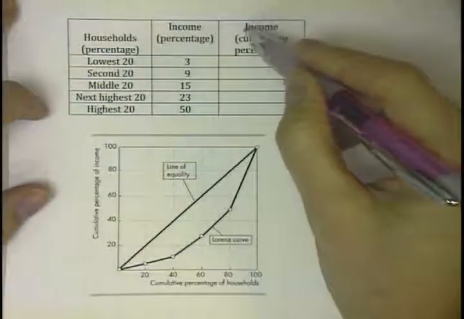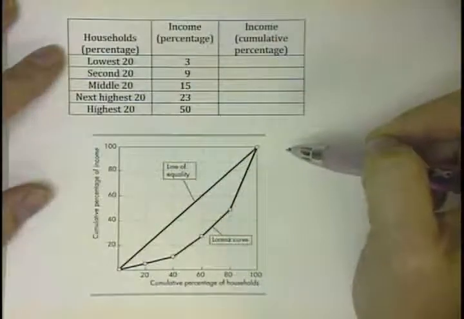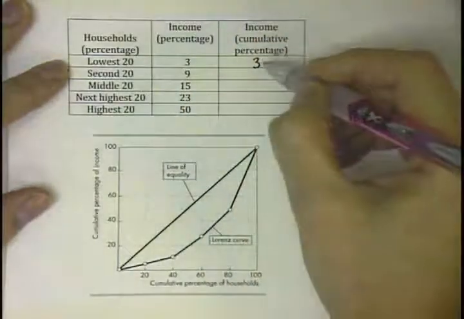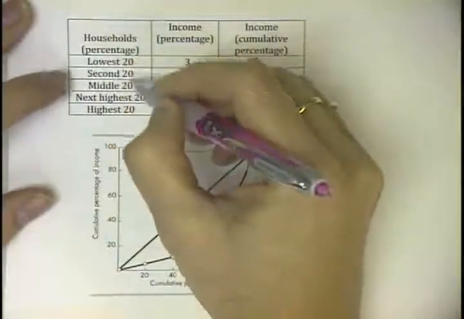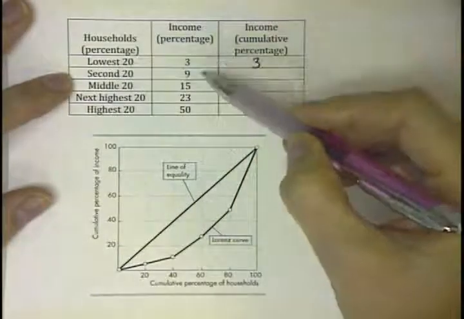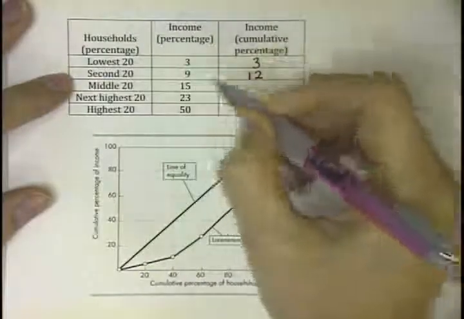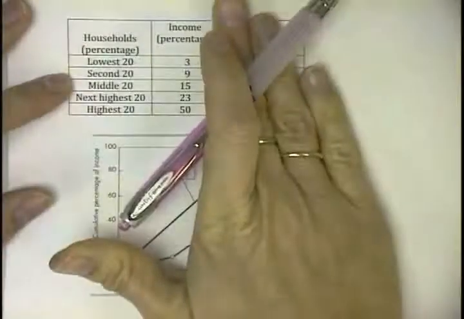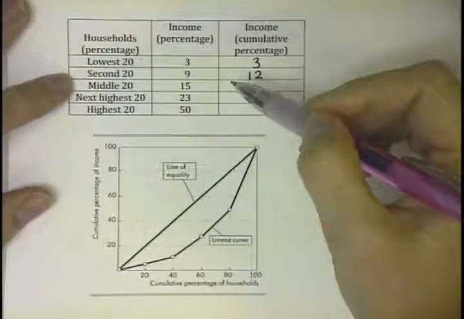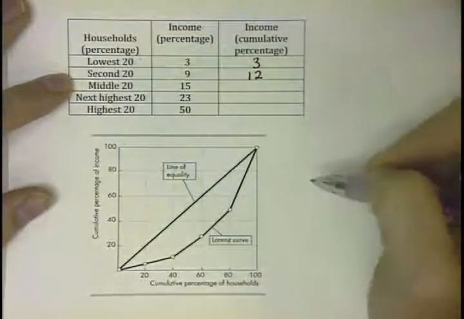So we want to take this information and figure out the cumulative percentage. The lowest 20% total is 3%. If we add in the next group, for the lowest 40% of households, they earn 3% plus 9%, so that would be 12%. If on the homework this was the table you were given, and it asked what the lowest 40% of all households earn as a percentage of income, you would do the 3% plus the 9%, and you would get 12%.